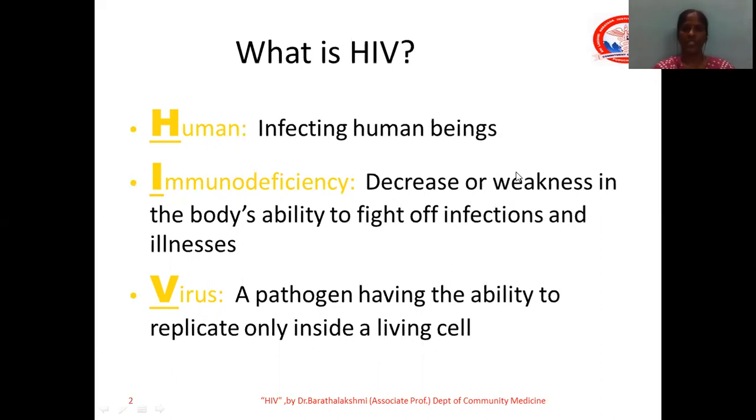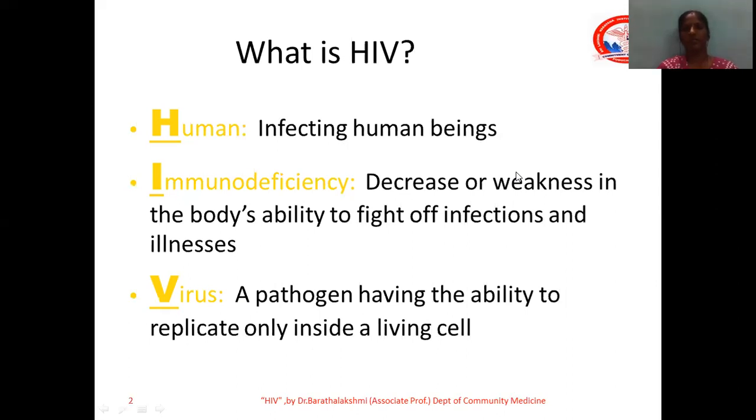Human immunodeficiency virus. Why is the term human given? The reason is that the virus can infect only human beings, and it can be segregated or isolated only from human beings. Hence, human immunodeficiency virus. And the next I stands for immunodeficiency.